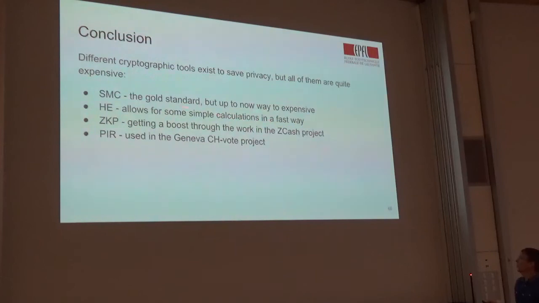Homomorphic encryption is already useful, like Unlinks or others. They're using homomorphic encryption. That's good. Zero knowledge proofs also. That's a very useful tool, that you can prove that you have something, or that some function verifies on your data, without revealing your data. That's useful. And finally, PIR, as I said, is used in this Geneva CH vote project. And this is something that is fast. Well, there is some overhead, but it's quite fast and it's secure and people start to know how to use it.